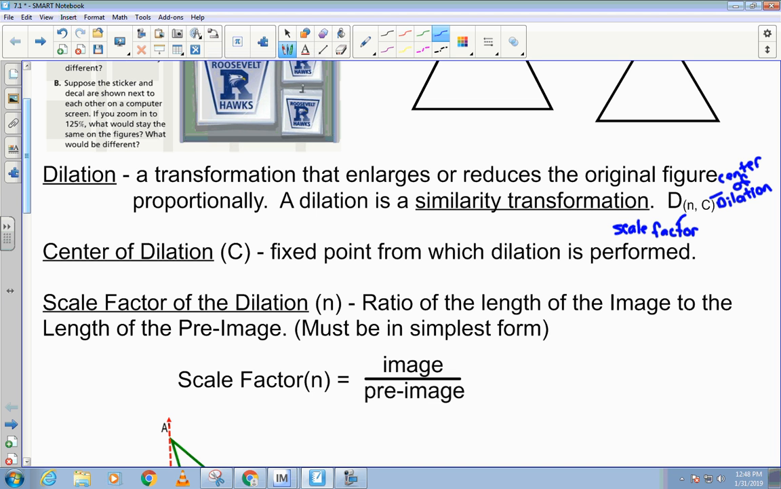The scale factor, which is represented by that letter n, is a ratio of the image length to the pre-image. What's the difference between the pre-image and the image? Do you remember? Pre-image is the shape before the transformation. The image is the shape after. Okay? So to find scale factor, it's always image over pre-image. Okay? Image over pre-image. And it must be simplified as a fraction.